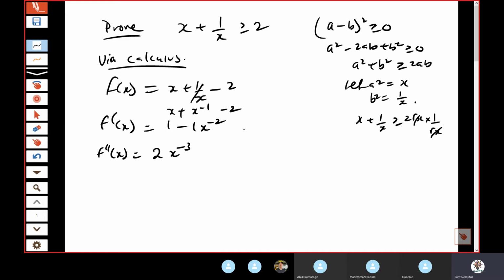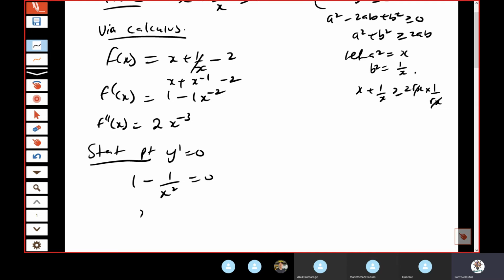Okay, for a stationary point, we'll make y dash equal to 0. So 1 minus 1 on x squared equal to 0. Multiply everything by x squared. You end up with this. So therefore, you end up with actually x equals plus minus 1. Then we're going to work it out at each point.